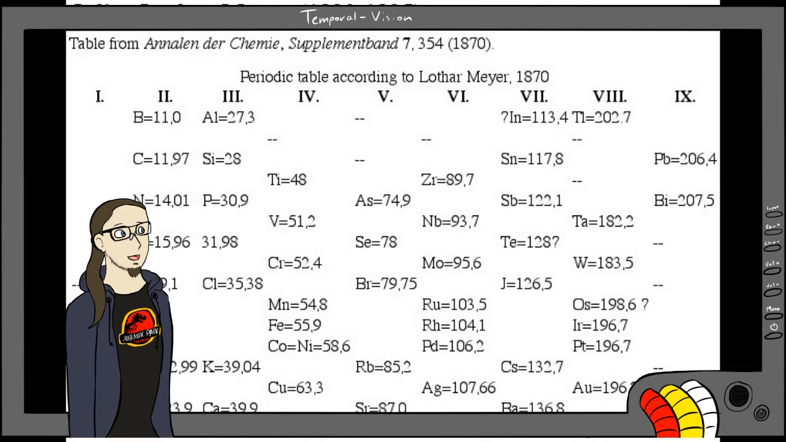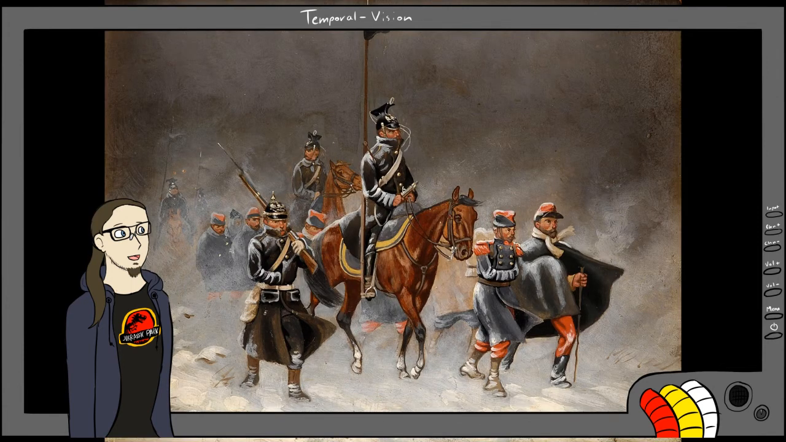This version, however, would be unpublished until 1894. This was likely due to the Franco-Prussian War in 1870. Lothar would give his medical background to help with the war at the time.